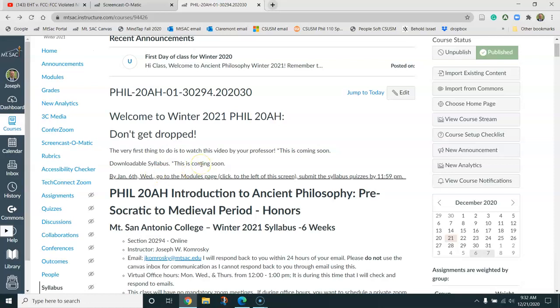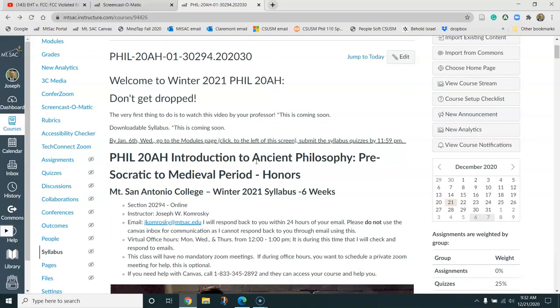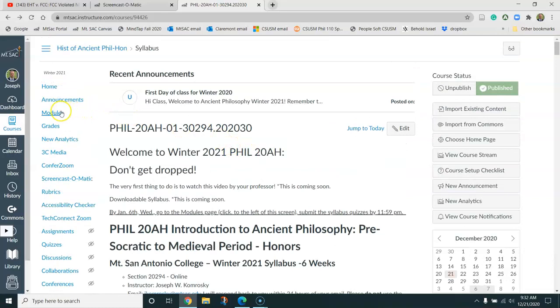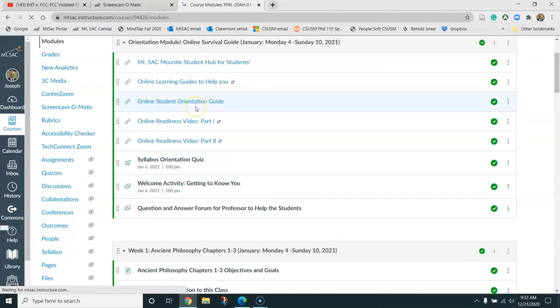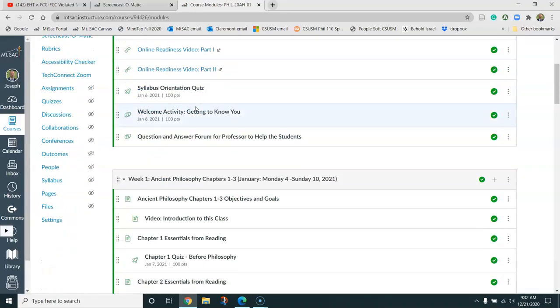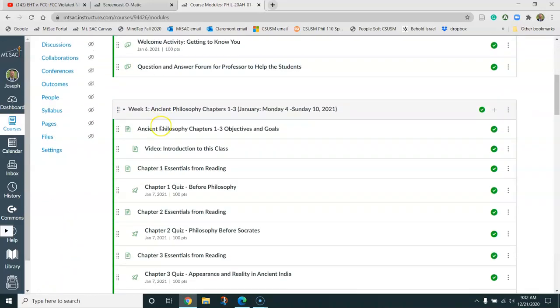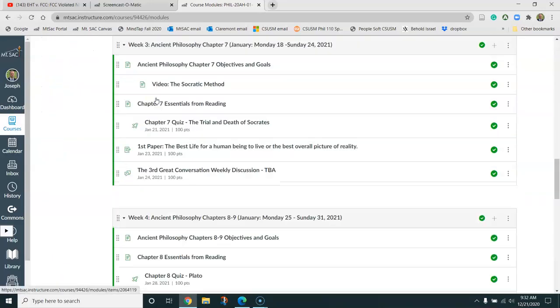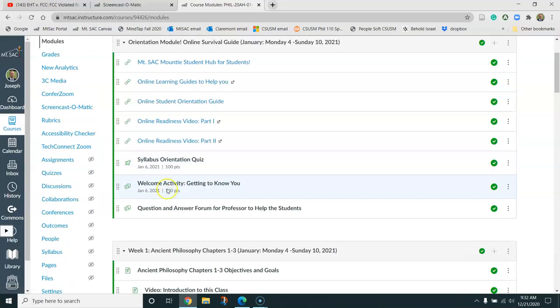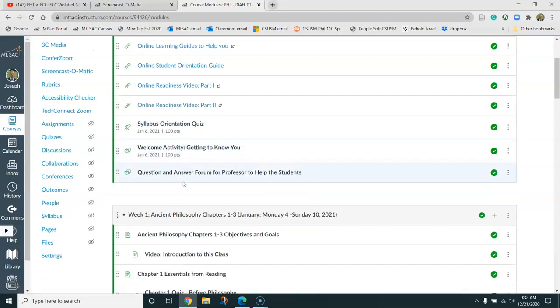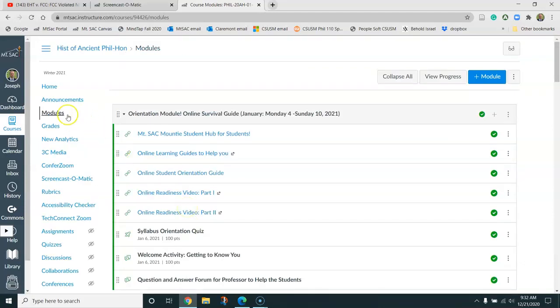The syllabus quiz forces you to look through my syllabus and get familiar with it. With that being said, you can easily find that by clicking modules. Everything I expect of you through the entire semester is right here. So orientation module, week 1, all your assignments, week 2, week 3, all the way down to week 6. Everything is right there. That's how I organize it. Syllabus orientation quiz, welcome activity, getting to know you, boom, right there. So do these 2 things, then and only then start on your homework. And we'll get to that, okay? So once again, that was the modules page. Click back to home.